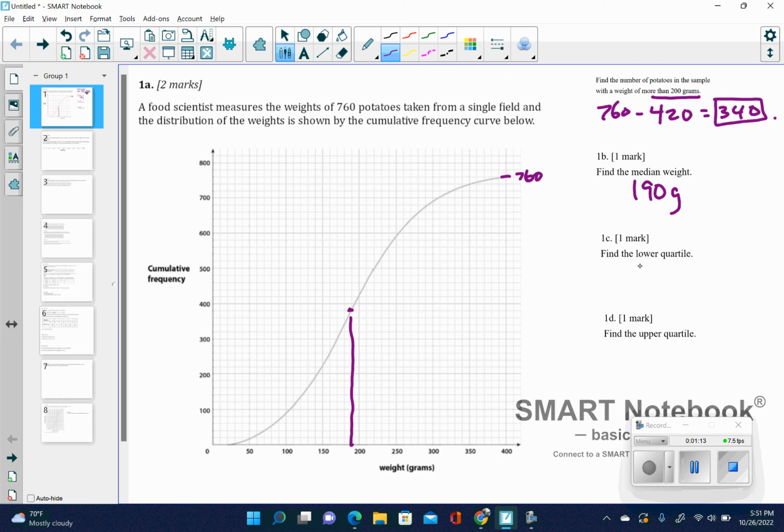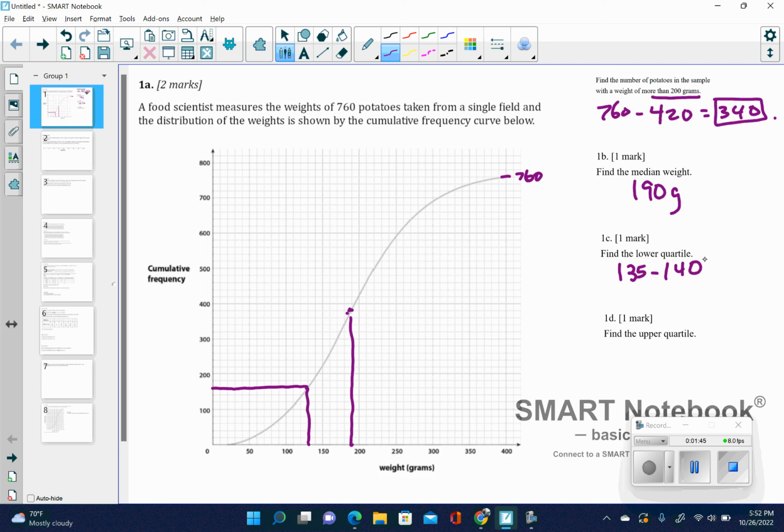Find the lower quartile. We already know that this is 380, so half of that is going to be 160. So 20, 40, 60. If I go straight across right here and look down, this is 110, 120, 130. You could say maybe a little bit more than 130. So 135, let's say, anywhere from 135 to 140 was the range for the lower quartile.